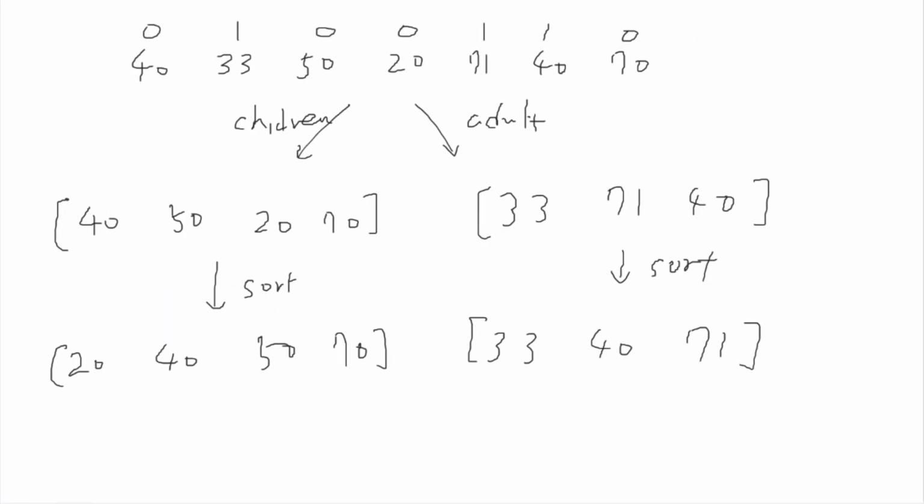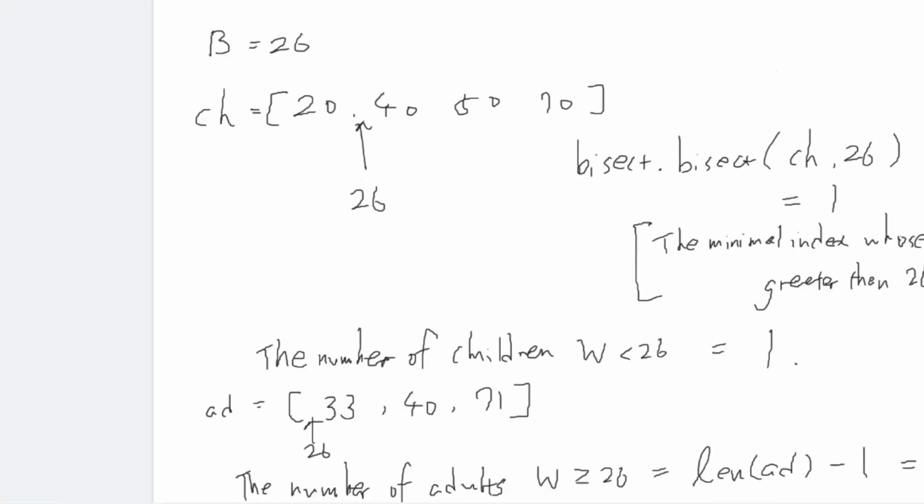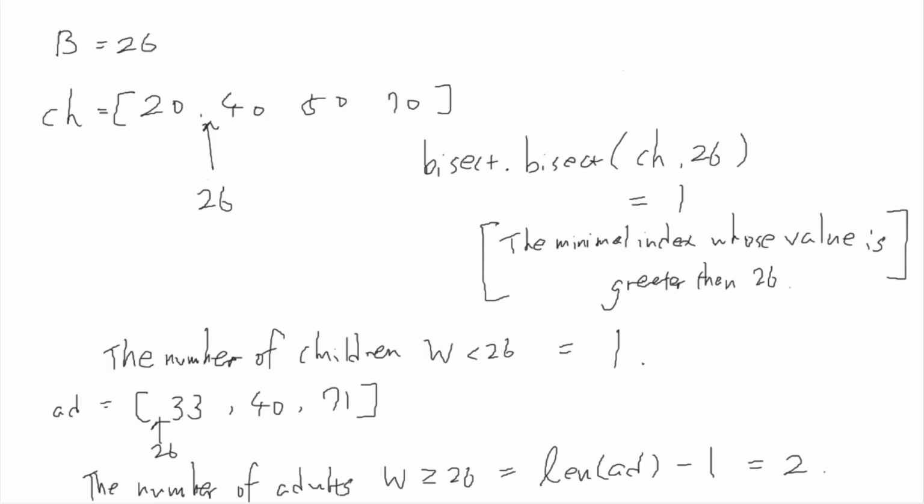So I tell you how to check it and how to count the number. First, we divide the list into children and adult like this. Then sort them in order. If the border is 26 for instance, it is between 20 and 40 in the children's list.